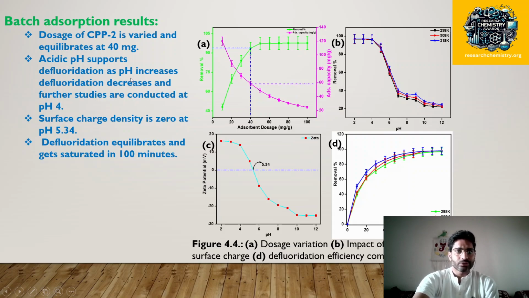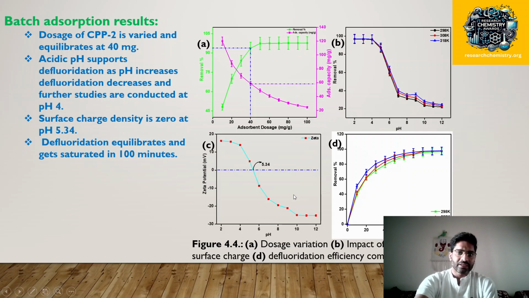Acidic pH supports defluoridation. As pH increases, defluoridation decreases. Further studies are conducted at pH 4. Here we could see that the pH is also varied for the defluoridation process, from pH 2 to pH 12. From the graph we could observe that as the pH lies between 2, 3 and 4, up to pH 4, there is no substantial decline in the fluoride removal percent, but later on we could see a sharp decrease in the fluoride removal percentage, up to 40%, which has been observed at nearly pH 7. So it has again confirmed that the removal of fluoride has taken place and the acidic medium suits it well.